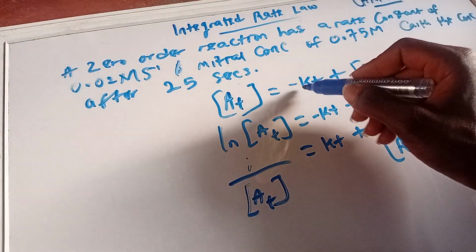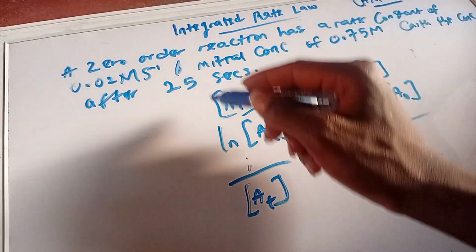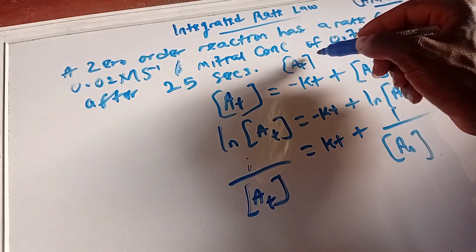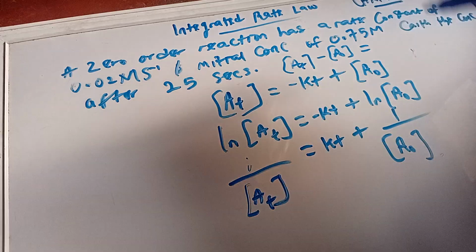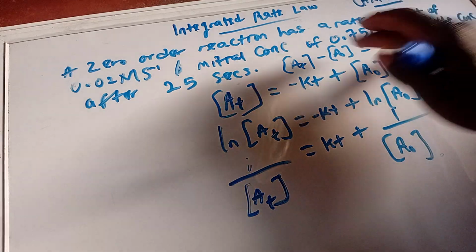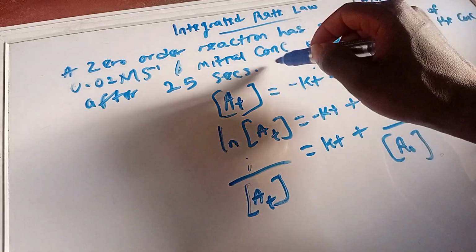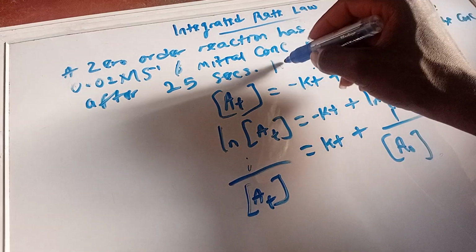Now here, if I'm to make k the subject of the formula, from this one [A]0 will come to the other side. It will become [A]t minus [A]0 equals minus kt. Okay, sorry, let's take [A]t to the other side. If kt comes to the other side, it's minus. It will become plus, it will become kt.